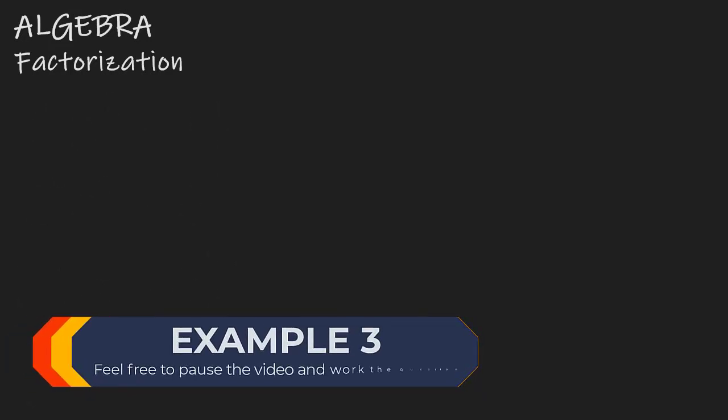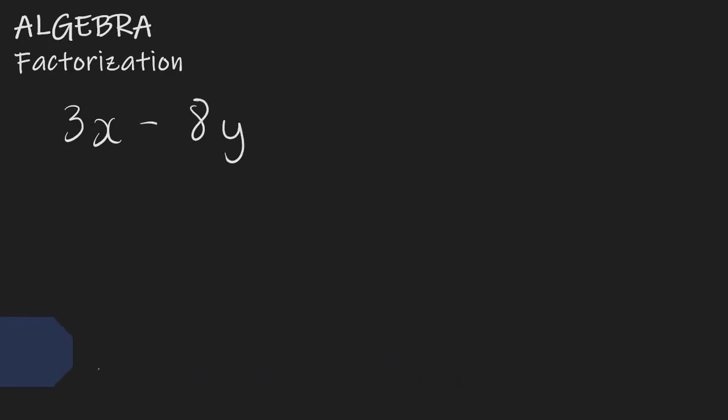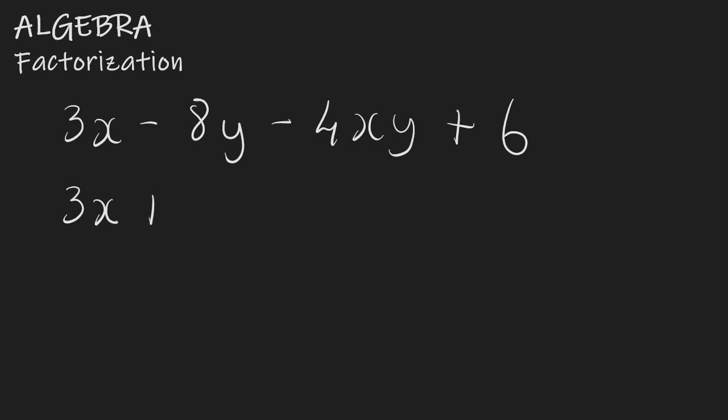In this example, we will be factorizing 3x minus 8y minus 4xy plus 6. Here we're presented with four terms. By observing the coefficients of each term, I notice I could rearrange them in pairs, where the coefficients are factors of each other. So rewriting the question, we have 3x plus 6 minus 4xy minus 8y. I shall now factor the first pair and the second pair separately.